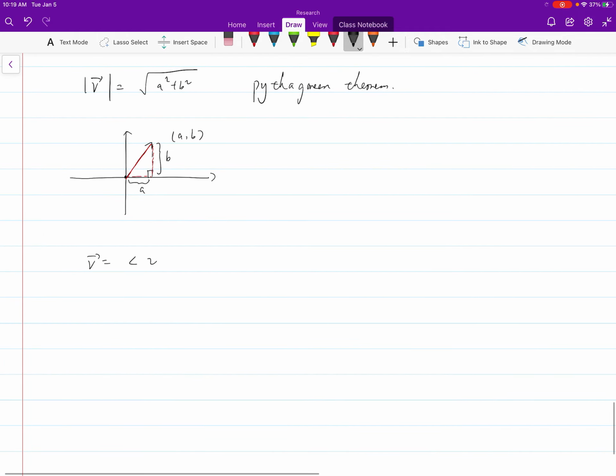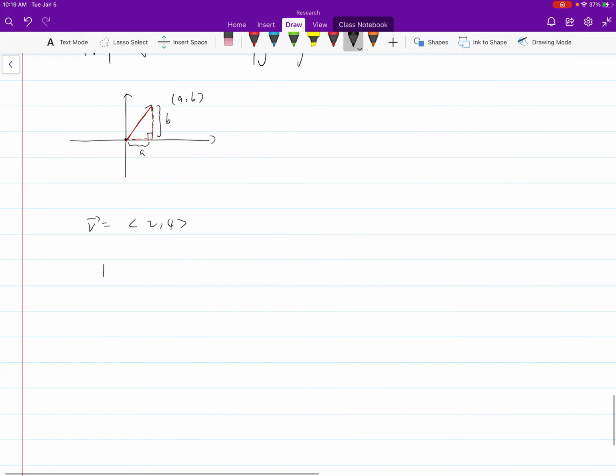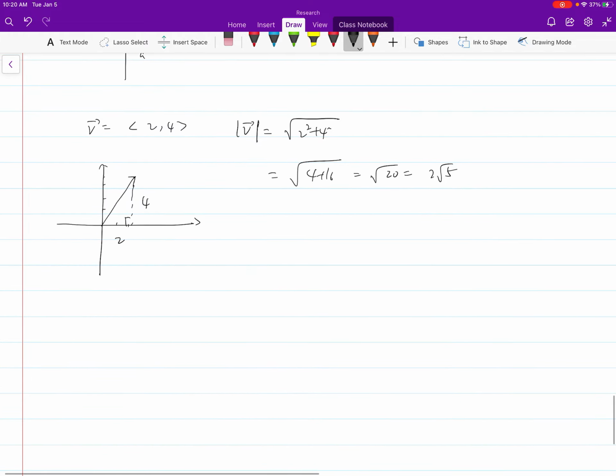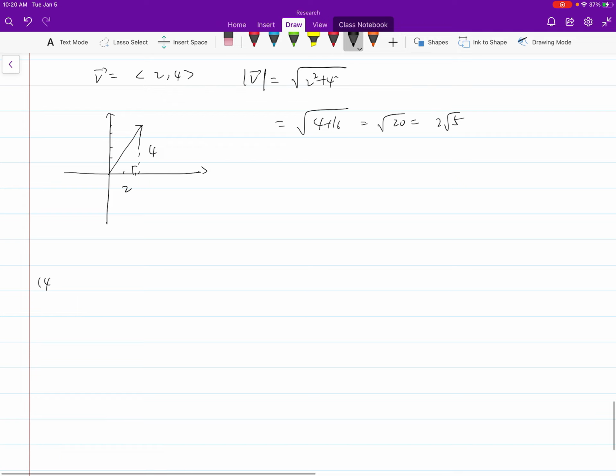All right, so a quick example, V equals 2, 4. That means this is 2, this is 4. So how long is the absolute value or the magnitude of V? Square root of 2 squared plus 4 squared. Easy.